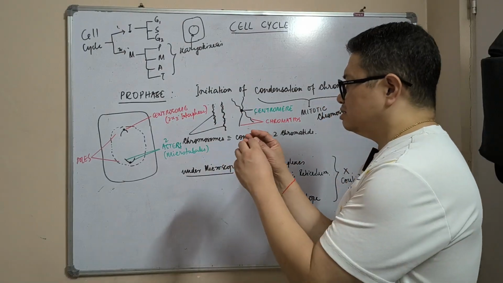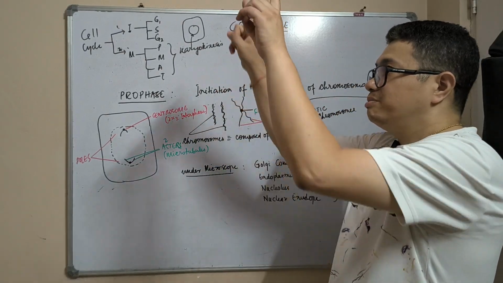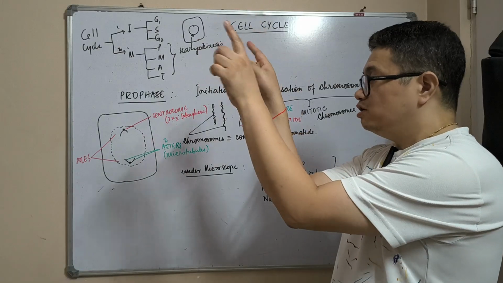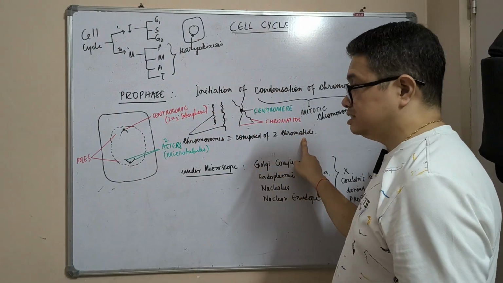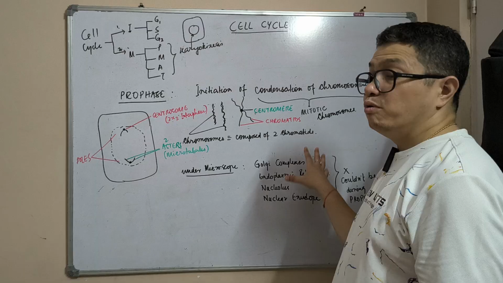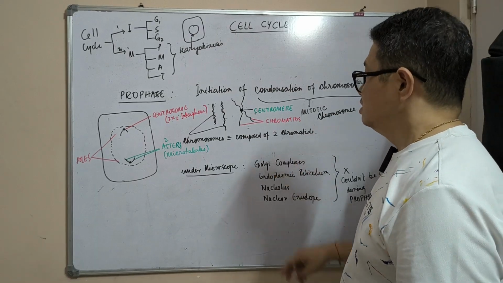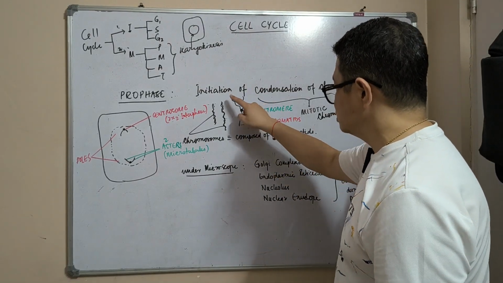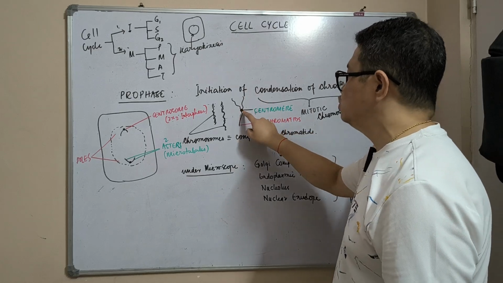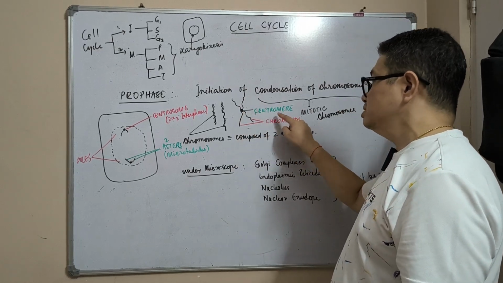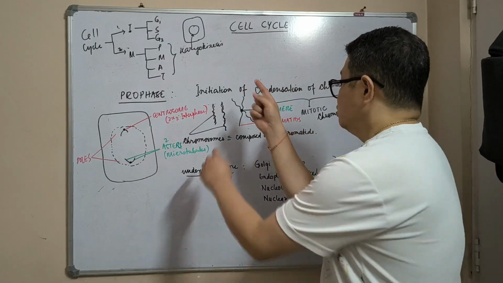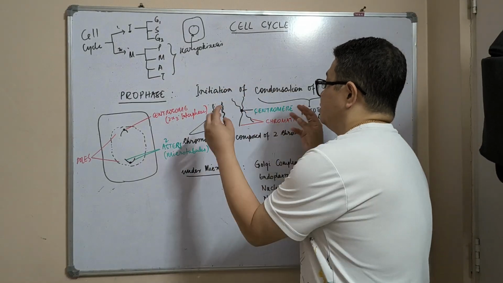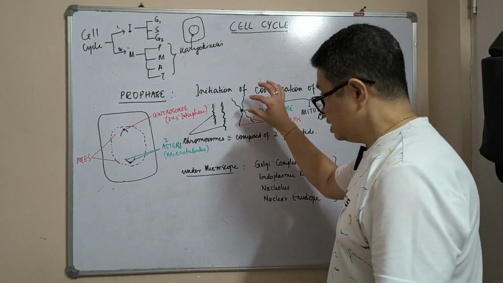So they are not separate single threads. They are actually composed of two chromatids. Chromosomes are composed of two chromatids. For example, this is one chromatid, and these are chromatids, and they are joined together at the centromere. The centromere is the part where the two chromatids appear to join or condense together.